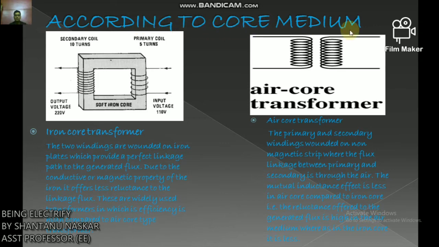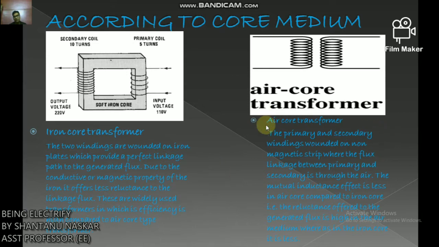Now according to core medium. According to core medium, there are two types of transformer: iron core transformer and air core transformer. In the iron core transformer, the two windings are wound on iron plates, which provide a perfect linkage path to the generated flux. Due to the magnetic property of the iron, it offers less reluctance to the linkage flux. These are widely used transformers, in which the efficiency is high compared to air core type transformer.